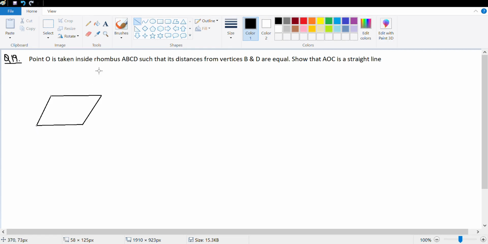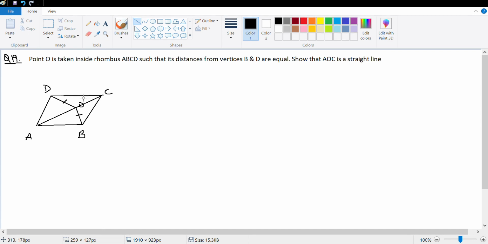So let's start naming this A, B, C, and D. O is taken in a manner such that distance from, let's take O somewhere here. Right, so let's join DO and let's join BO. So this is point O. What is given is DO and BO are equal. What we need to prove is that AOC is a straight line.